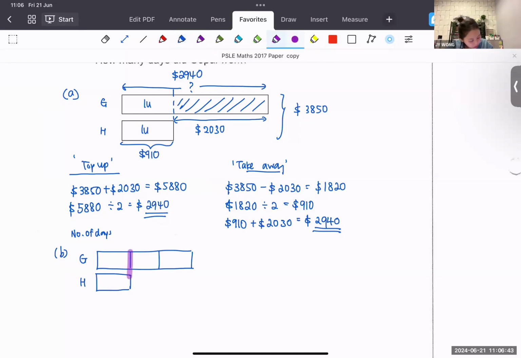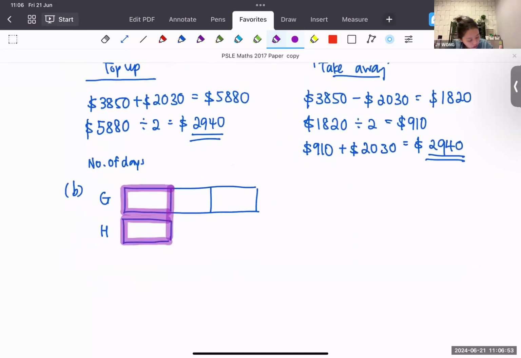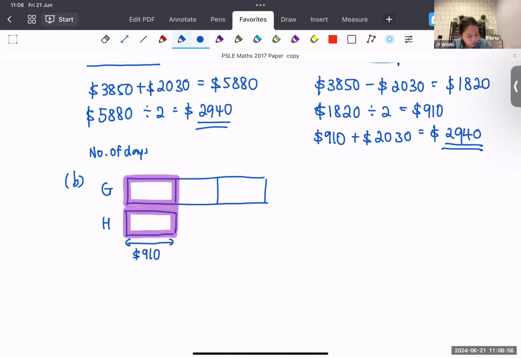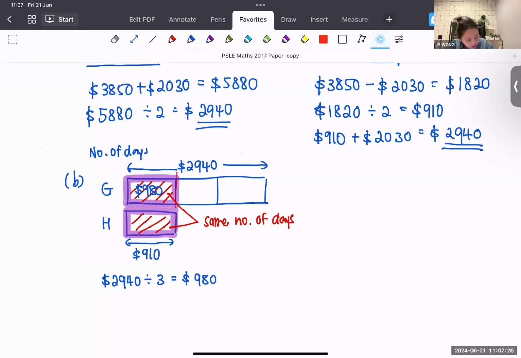So please remember this part. The number of days that Henry worked is the same as this 1 unit of Gopal, the number of days that Gopal worked. But we found out earlier that this is $910. And Gopal is $2,940. So can I find out for the same number of days, this and this is the same number of days. For the same number of days, I want to find out how much Gopal earned. So I will find out by taking 2,940 divided by 3 units. I will get 980.